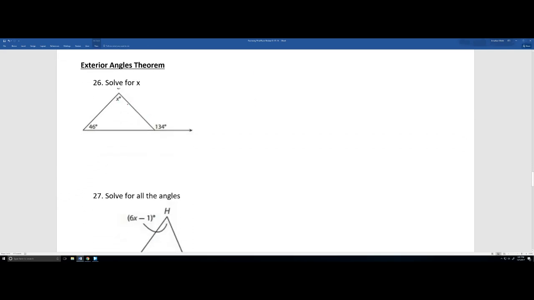Okay, so good stuff. Solve for x. Now, what we should know is that these two remote interior angles should add up to the exterior angle. So we have x plus 46 should equal the 134 degrees. Go ahead and use the subtraction property.